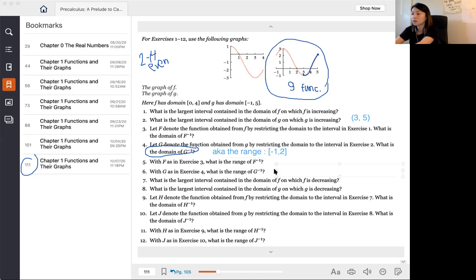Okay, so now for number 6, we are looking at the range of the G inverse. Go ahead, Natalie. Okay, so when they ask for the range of the inverse, that means AKA the domain of what you're looking at right now. Domain of G.